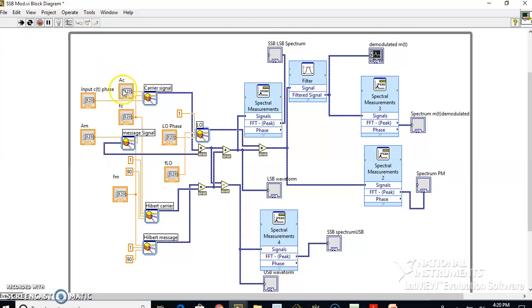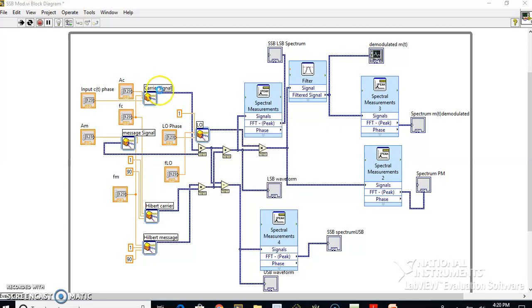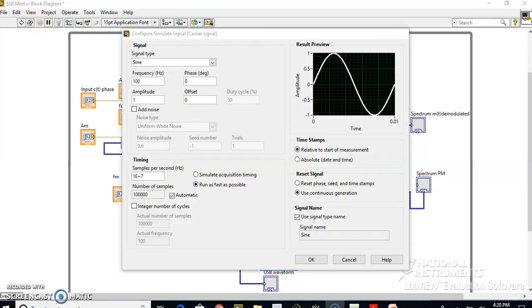We have selected the sampling rate of this carrier signal as 10 megahertz. Let us have the sampling rate of all the signal sources as 10 megahertz, so that it will not create any problem in demodulation. That means I can go with a carrier frequency of even up to 5 megahertz. That's the reason why we went up to 10 megahertz here. Let me close this. Let us observe the block diagram of this entire modulation and demodulation.